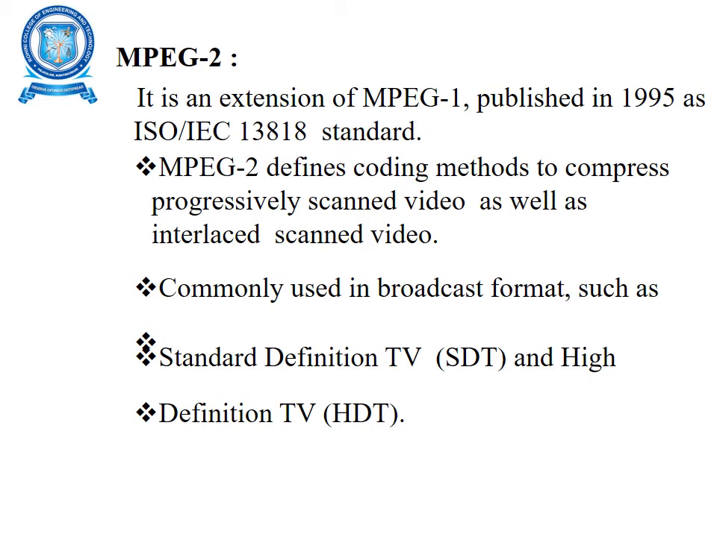So next thing is MPEG-2. It is an expansion, that is an extension of MPEG-1, and it was established in the year 1995 as the ISO/IEC 13818 standard. This MPEG-2 defines the coding methods that are used to compress the progressively scanned video as well as the interlaced scanned video. Mainly they are used in broadcast formats such as SDTV, that is standard definition TV, or high definition TV.